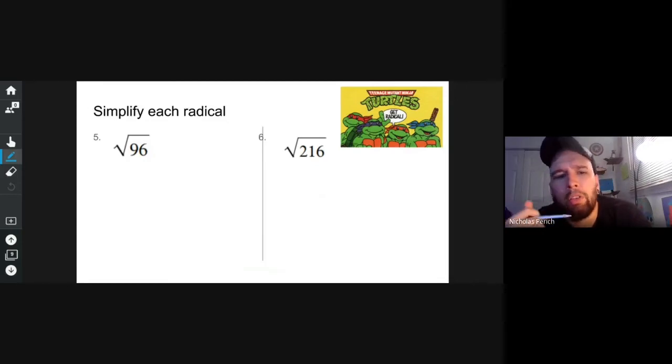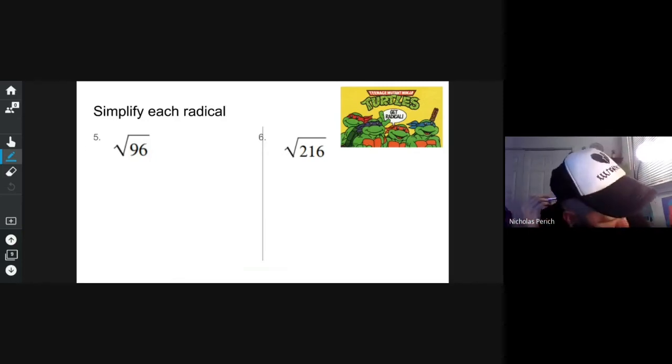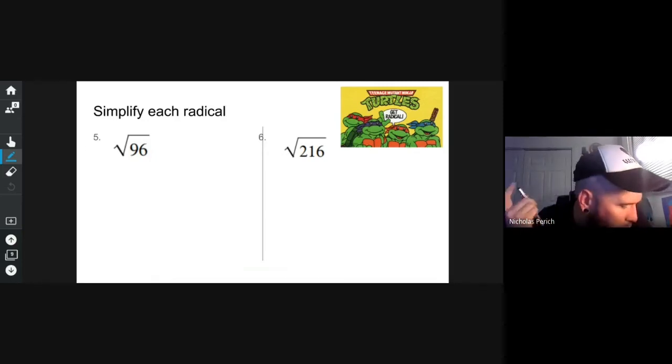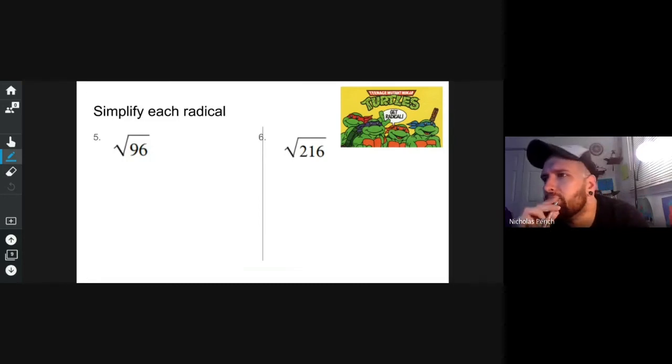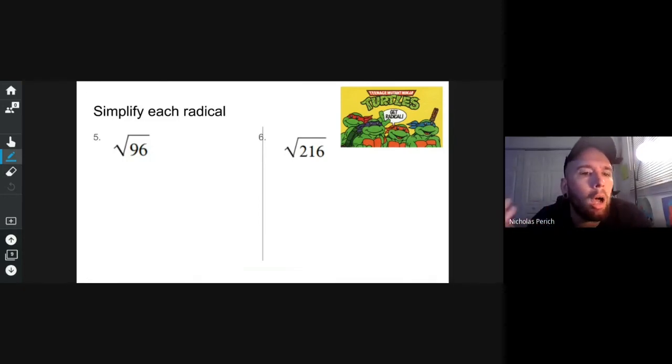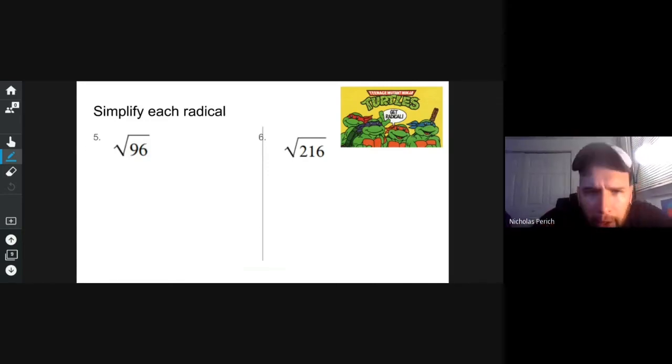A radical is, well, according to the Ninja Turtles, it's basically a way of saying, hey, man, this is great. But if you were to simplify a radical, if you were to not use a calculator, which I'm not going to use, this is what you do. And this is the Nick Parrish method of simplifying square roots. You need to make what's called a factor tree.